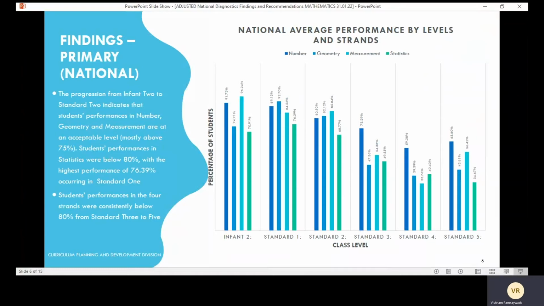If we look at the progression from Infant 2 to Standard 2, what we see is that students' performances in number, geometry, and measurement are at an acceptable level, mostly above 75%. However, students' performances in statistics were below 80%, with the highest performance of 76.39% occurring in Standard 1. As we look at the Standard 3 to Standard 5 levels, we note that students' performances in the four strands were consistently below 80%.